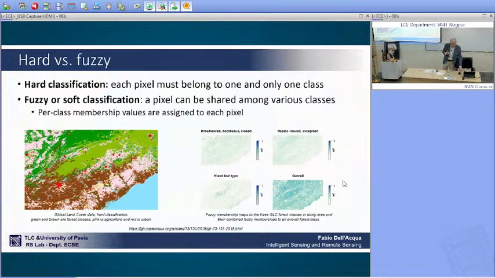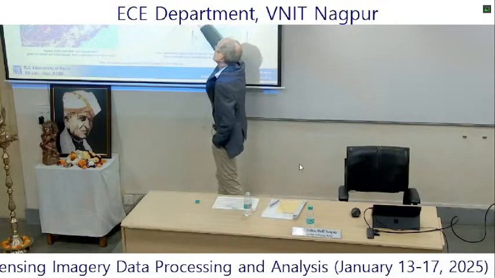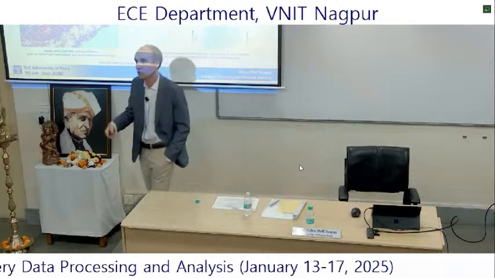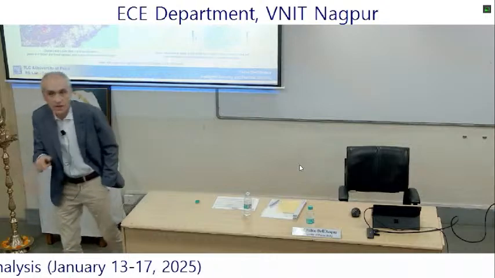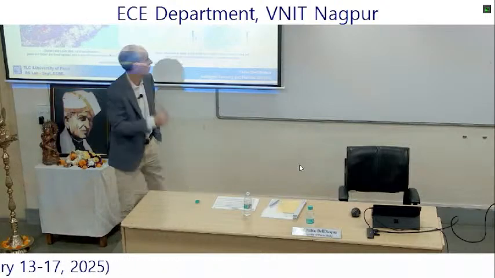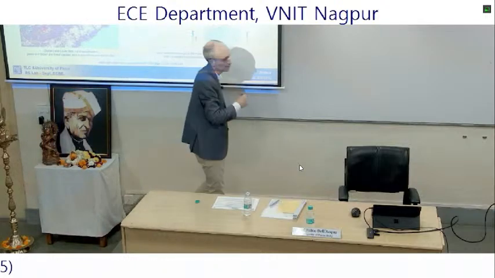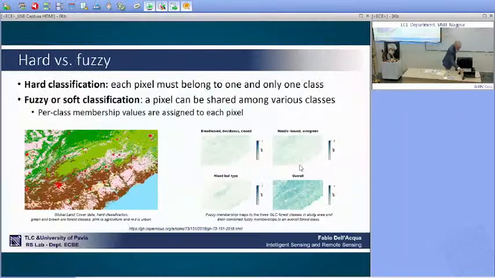So we have an example here where we have a membership function from 0 to 1 for every pixel. For every pixel in the classification map, you have a number expressing how much that pixel belongs to that class. And generally, the sum of all the membership functions amounts to 1.